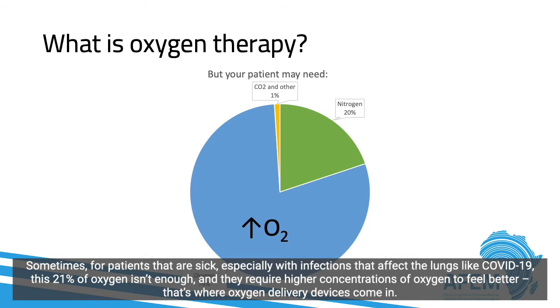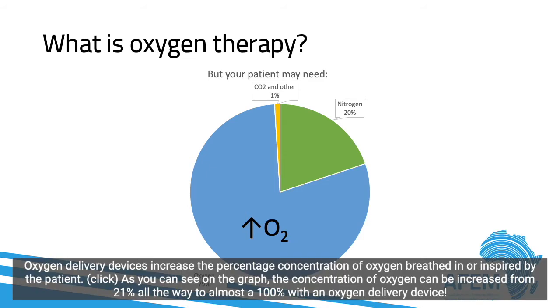Sometimes, for patients that are sick, especially with infections that affect the lungs like COVID-19, this 21% of oxygen isn't enough, and they require higher concentrations of oxygen to feel better. That's where oxygen delivery devices come in. Oxygen delivery devices increase the percentage concentration of oxygen breathed in or inspired by the patient.